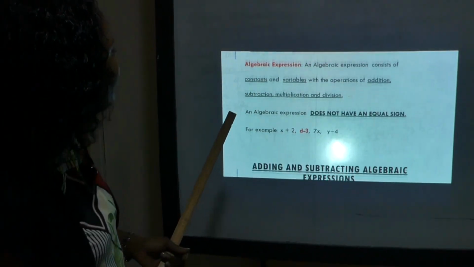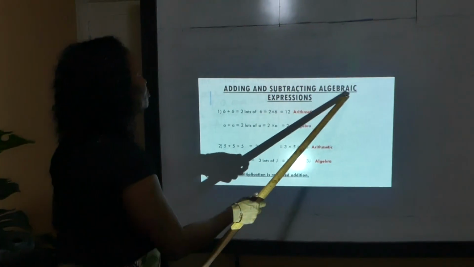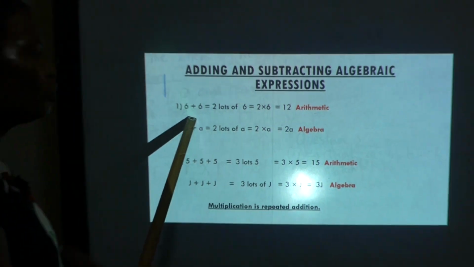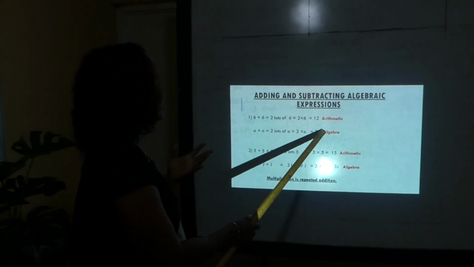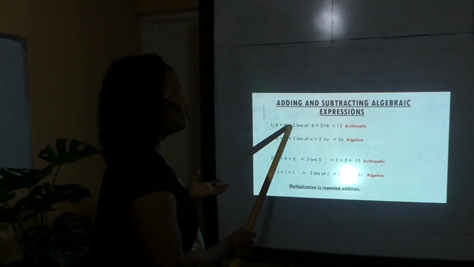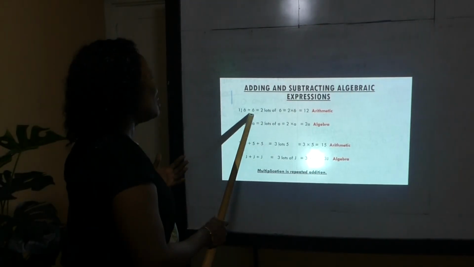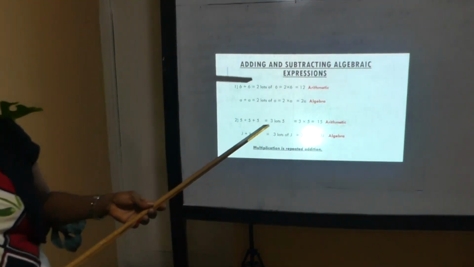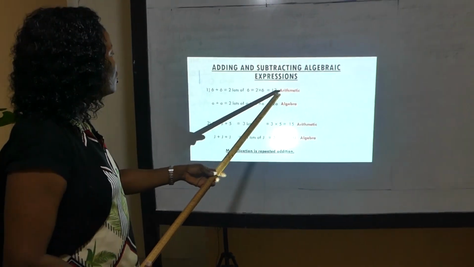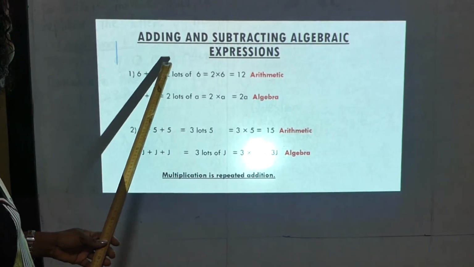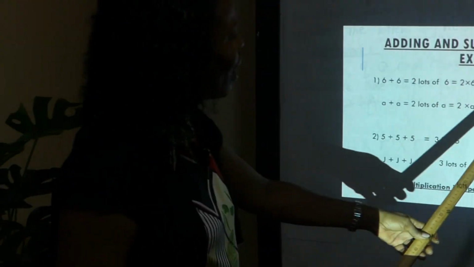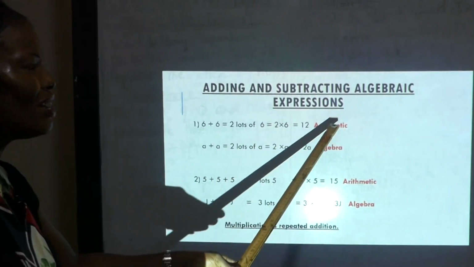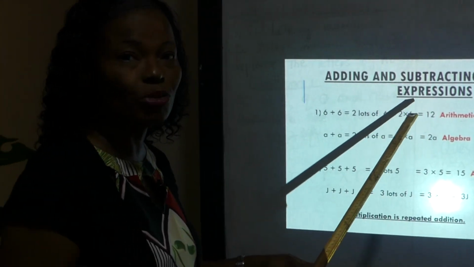Moving on, adding and subtracting algebraic expressions. What is 6 plus 6? 12. We all know that. It also means 2 lots of 6. So we could say 2 multiplied by 6 is equal to 12, which is the same as 6 plus 6. This is an arithmetic example, but the same way we treat arithmetic is the same way we treat algebra.